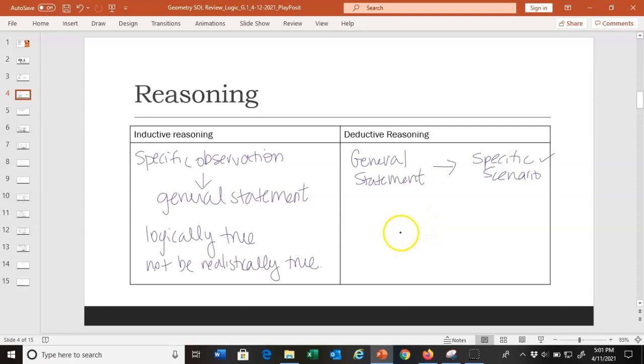She's not going to get a chocolate bar. She's not going to get a potato, right? She's going to get a piece of fruit. So she's basing her specific examples off of the general statement that I made. And these are always true because they're general, right? If I say these are all fruit, then they're all fruit. That's it. They could be different types of fruit, but they're fruit.